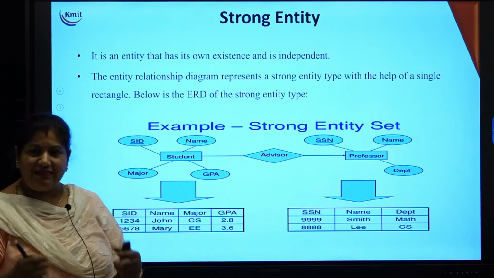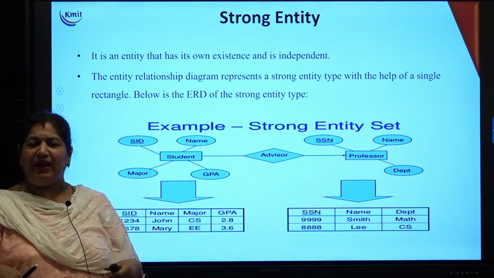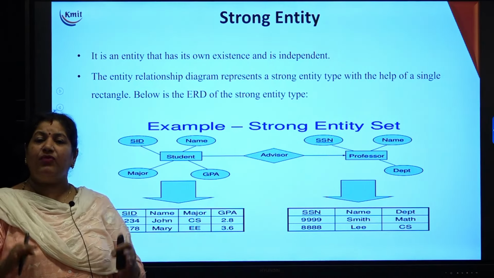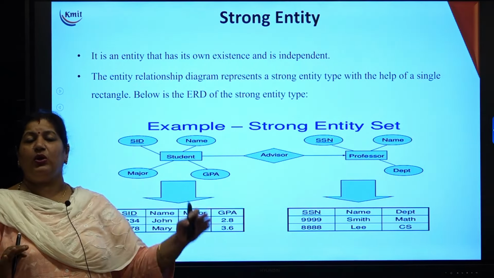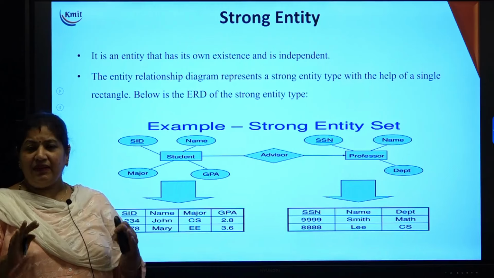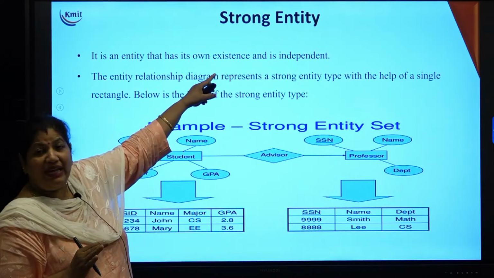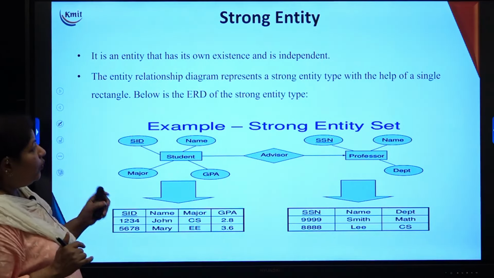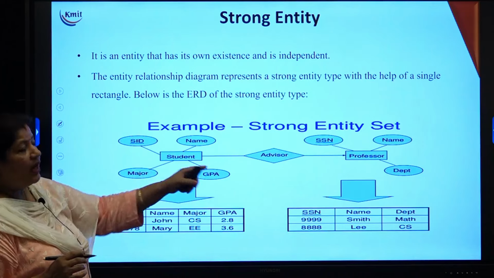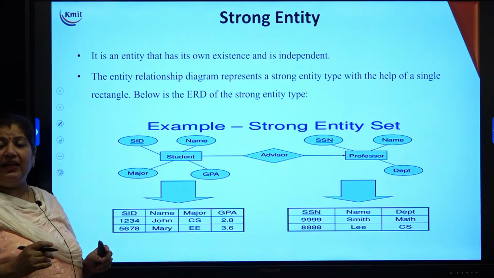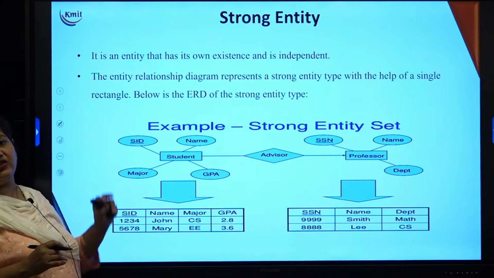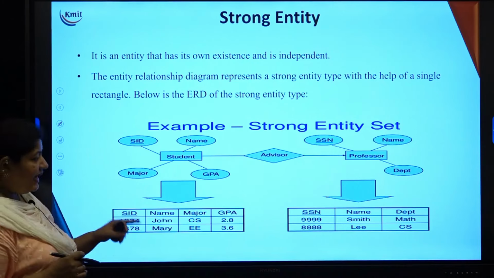Every student, say for example, we are talking about students of KMIT, every individual is separately or uniquely identified, and is self-dependent, with its own existence and independent. Whereas, when we talk about a weak entity, it is dependent on one of the strong entities. So, let us get into that.